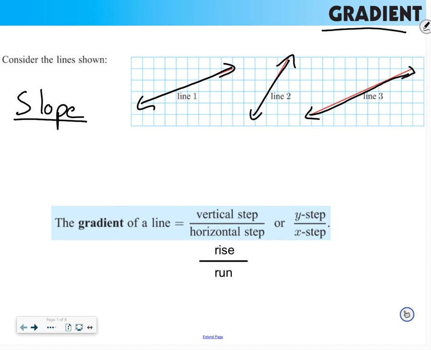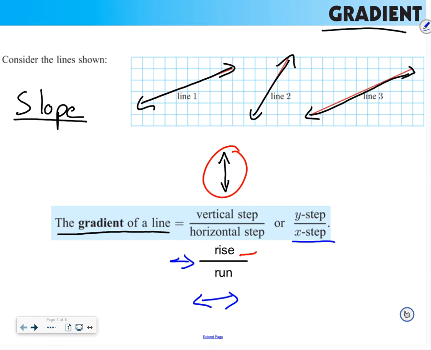Some of them are steeper than others, some of them are flatter than others, and they go off like this. So what we want to do is mathematically define how these are different and not just say steeper or not so steep. So the equation that we're going to use is the gradient of a line is equal to your vertical step over your horizontal step, or your y step over x, because your y, remember, is up and down. So your rise, okay, and then when we talk about your x step, that's your left and right, or what we can call your run.